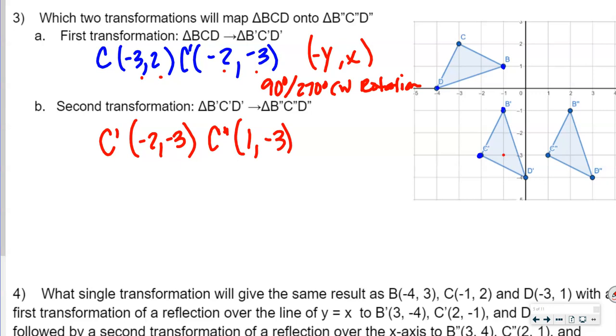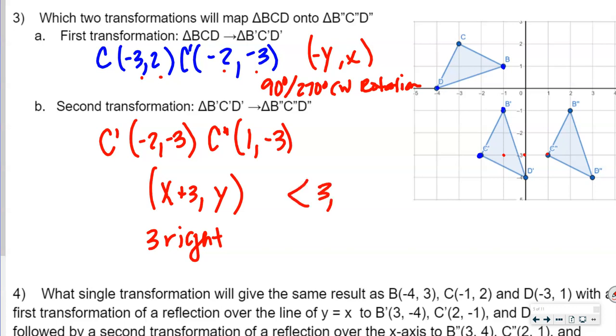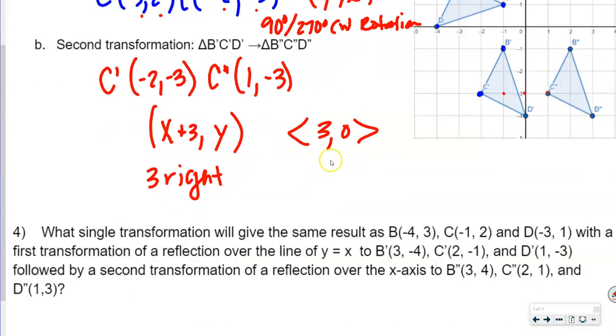The other thing is we can count 1, 2, 3 to the right it went. So if we talk about a rule here, this would be x plus 3, because we moved 3 to the right. X plus 3, and y didn't change at all. So what does that mean? It went 3 right, didn't move up or down, just 3 right. And it moved by the vector 3 comma 0. I wrote it all 3 ways just in case you see it in any different type of representation.